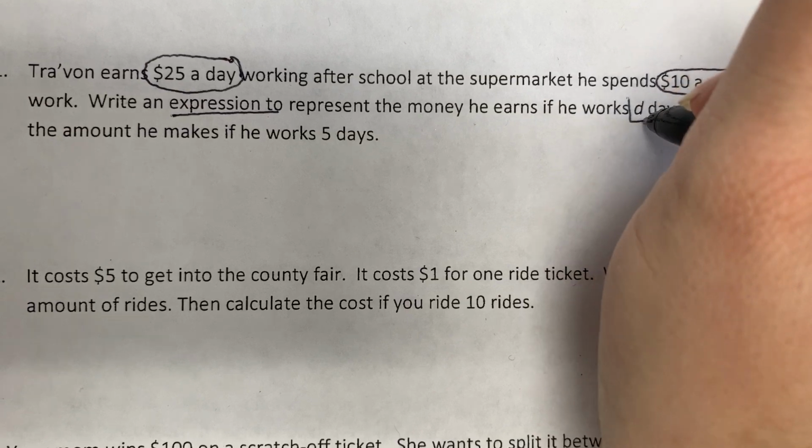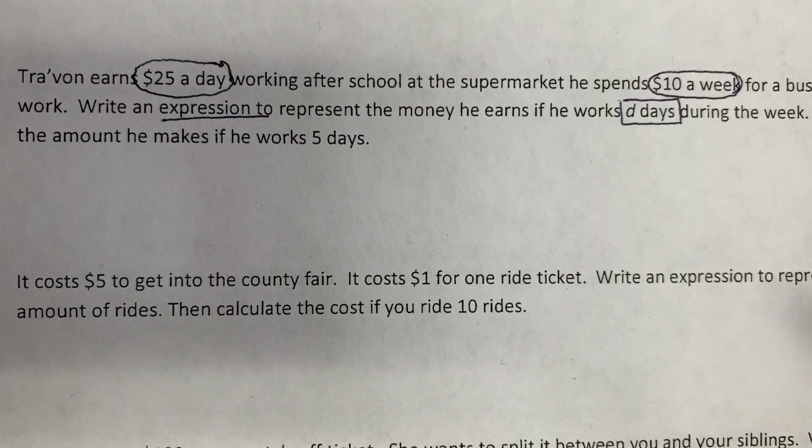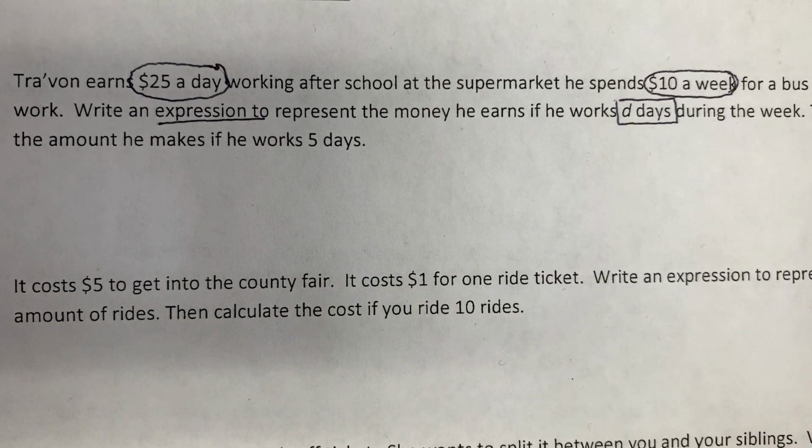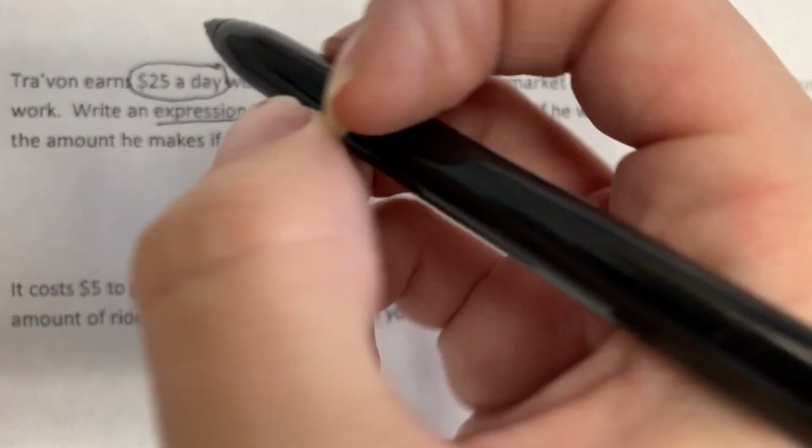This actually helps us that they already give us the variable because that was our step number 2, was to define the variable, and they already give it to us in the problem. So we're gonna use D as the variable. Then calculate the amount he makes if he works 5 days.